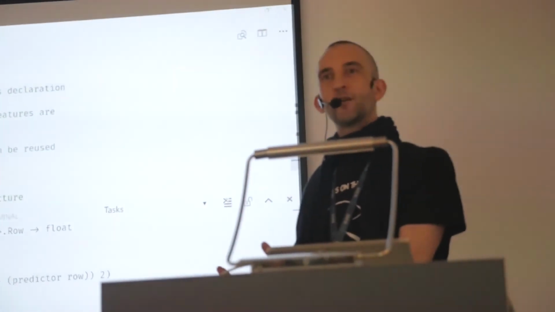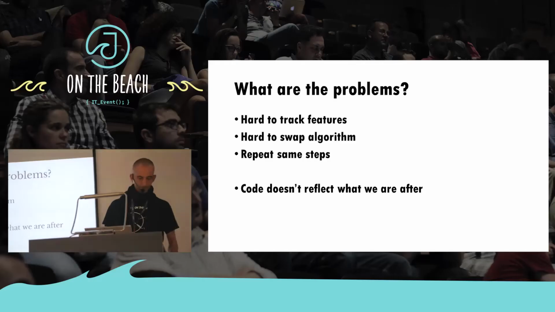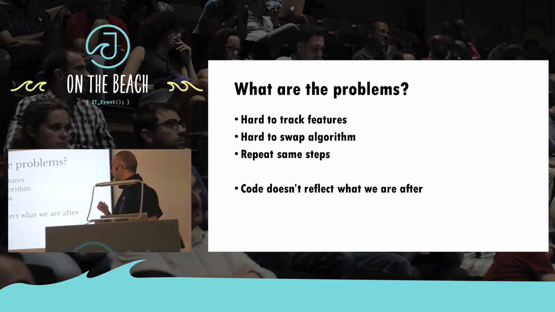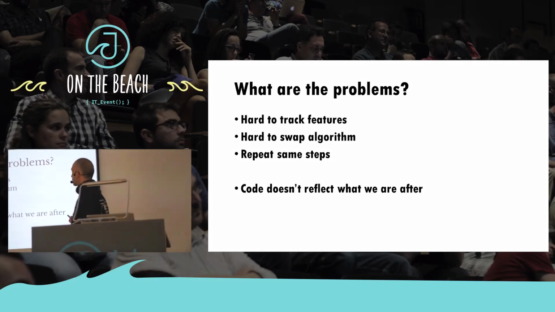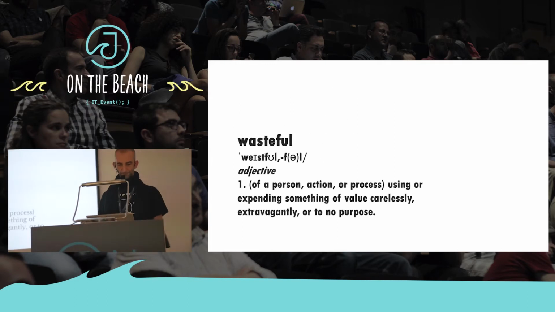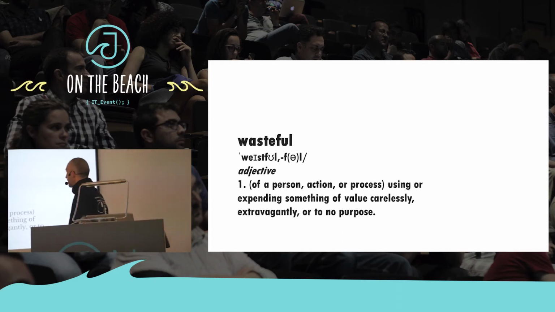It means I'm writing code right now which is working, that's the good side, but which is absolutely not close to the way I'm thinking about the problem. So maybe we should change that. I'm going to show you a bit what we did to change this. So the problems are: it's very difficult to keep track of what the features are and how they work. It's hard to swap algorithms, and I'm also going to repeat a lot of dumb work across different scripts to load data, and the code is not really representing what it is that I'm trying to do. So this is very wasteful.